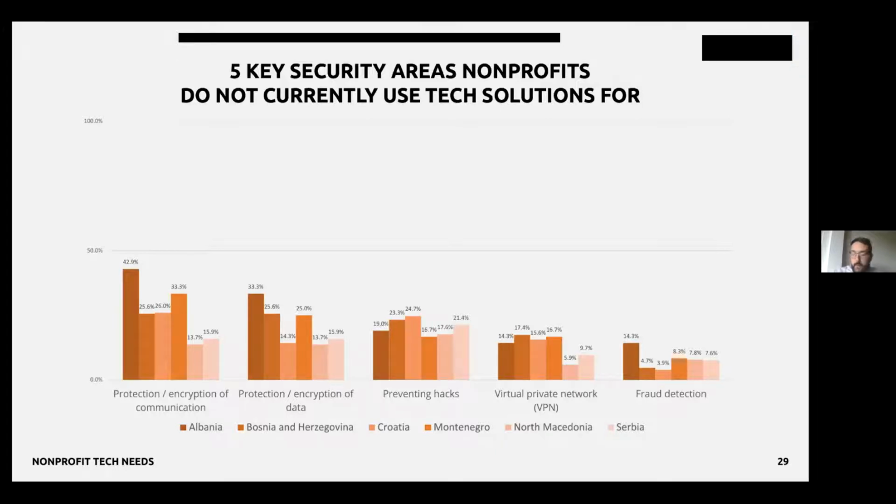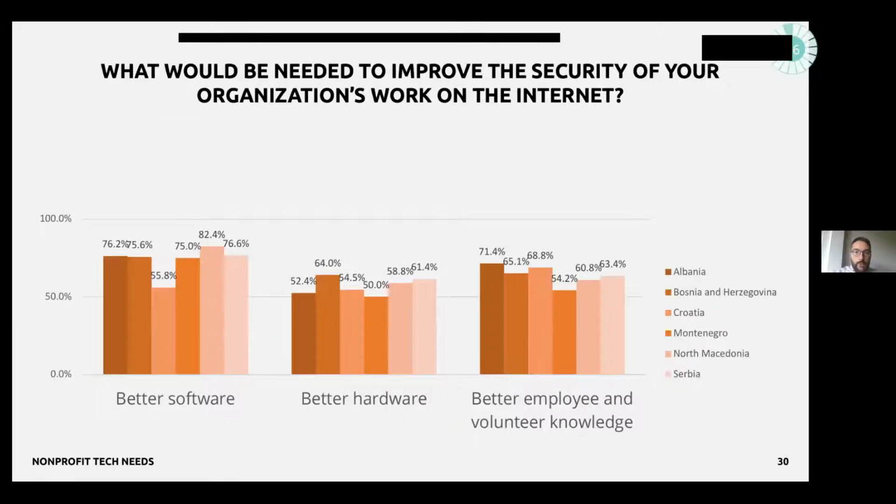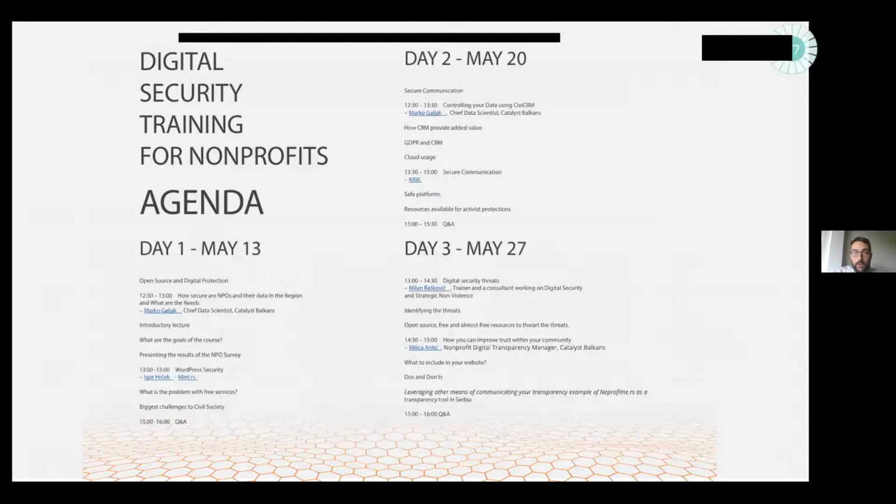I'm running out of time, but we will share this presentation with you, if you're interested, or if you want to quote some of these statistics when you apply for grants that will help you strengthen your digital security. But I wanted to give you a brief overview of what you can expect from this course.